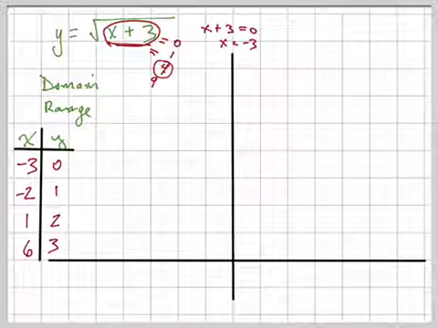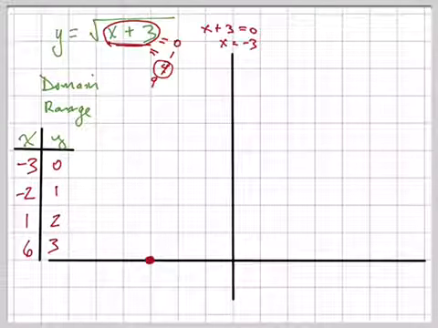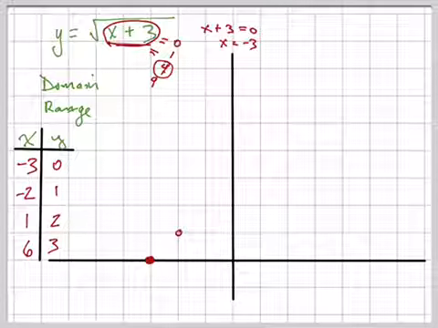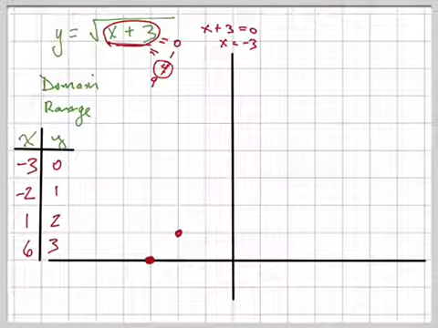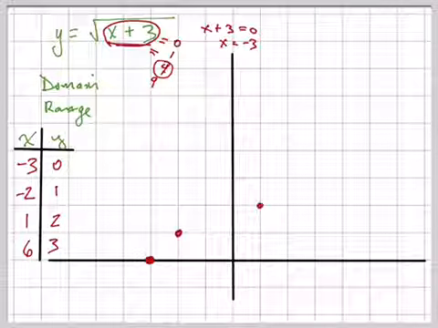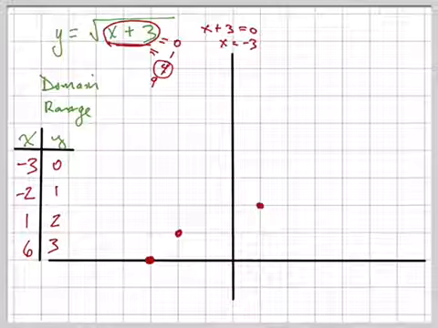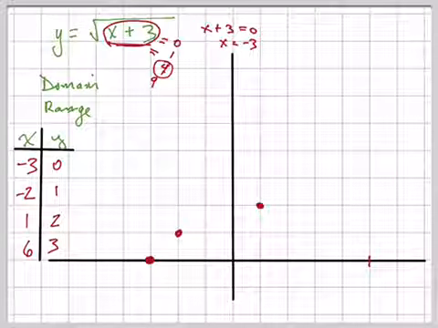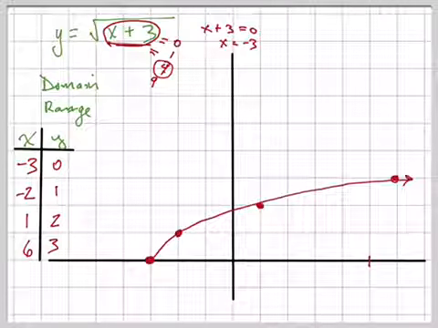So where is the point -3, 0 at? There. There's -3, 0. Where's -2, 1? Right here. Where's 1, 2? About 1, 2 is here. It's not -1, 2. It's 1, 2. Where's 6? There's 5. So 6, 3 is up here. You see what your graph looks like? Okay, now let's answer the questions.